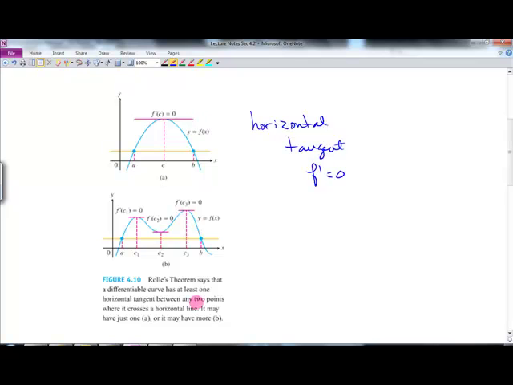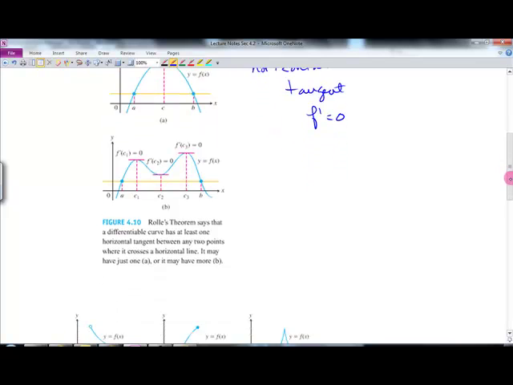Now, there could be just one of those, or it might have more than one. So right here, we've got f of a is equal to that, and f of b is there. So there's my horizontal line that the curve goes through. But what happens? We've got a tangent there, here, and 3 different places where f prime of c is equal to 0. So that's what Rolle's theorem says, okay?